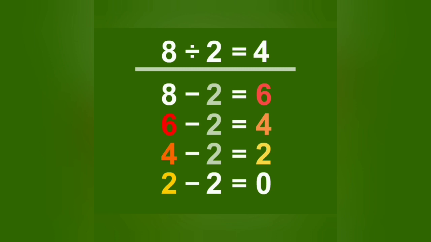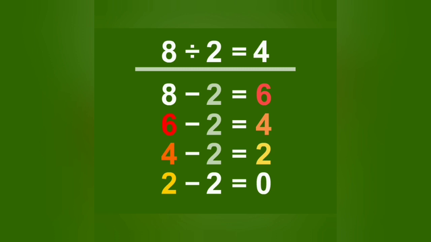Now, the second one we have learned is by using tables. That means if 8 divided by 2 means you have to read 2 table. So 2 1s are 2, 2 2s are 4, 2 3s are 6, 2 4s are 8. So 4 is the answer, right? That is another method to find out division.